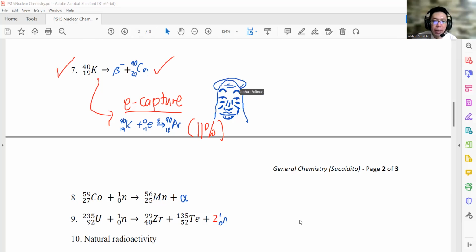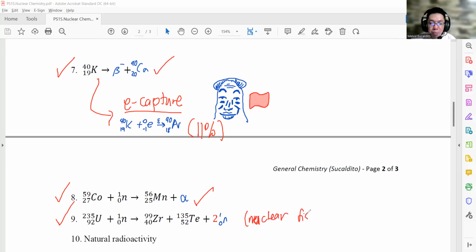Okay, for number 8, an alpha particle will be produced from cobalt bombarded with neutron, correct? And then for number 9, we have uranium-235 bombarded with neutron. Ano to? Number 9, neutron capture. Not really neutron capture, but sort of neutron collision po.